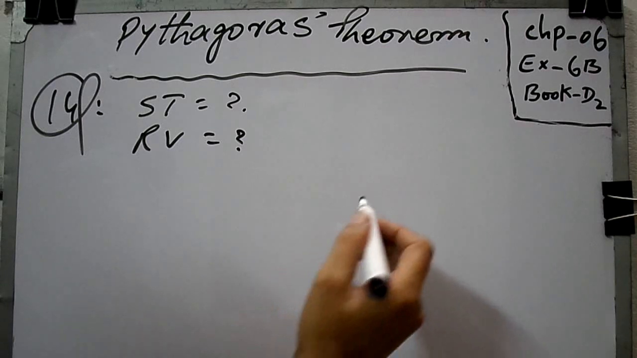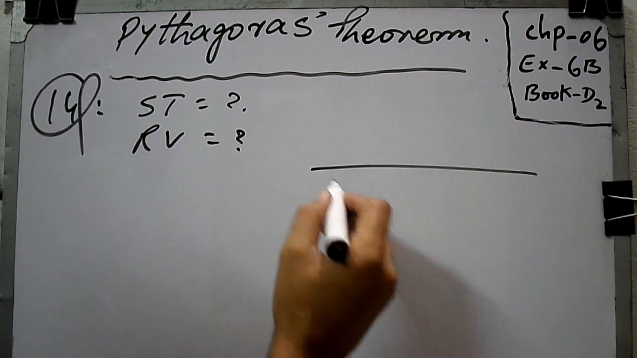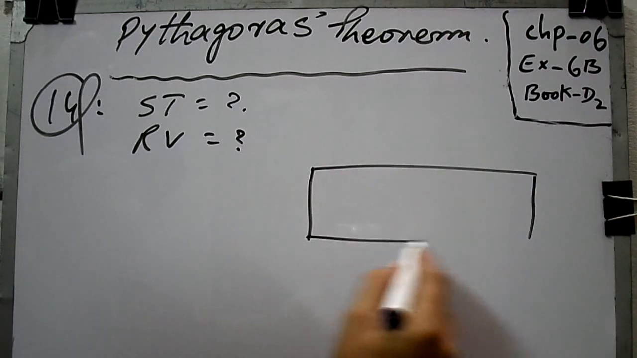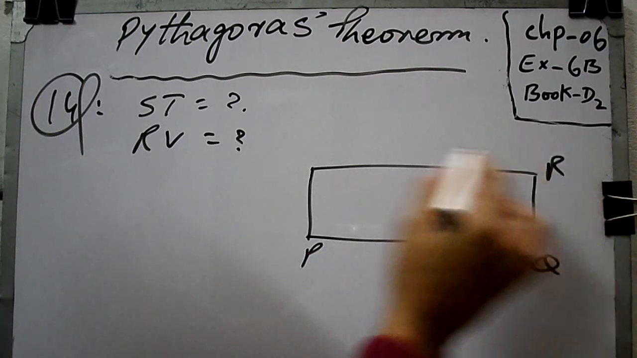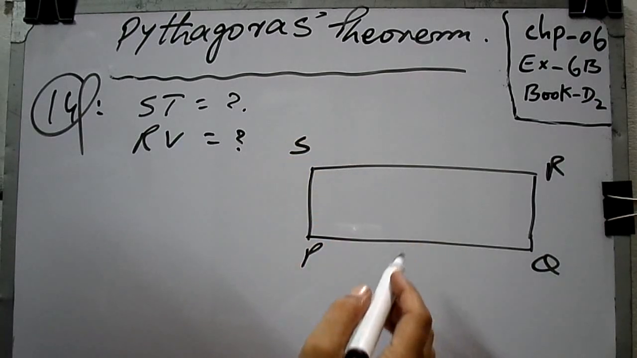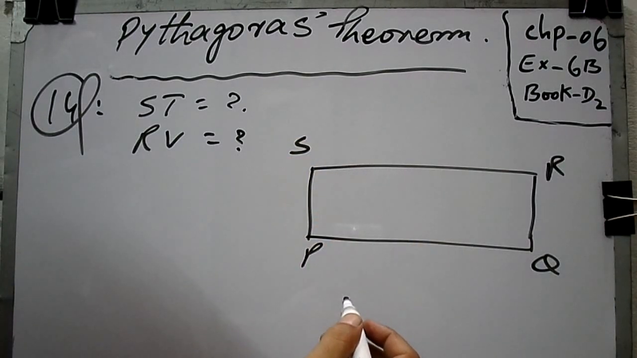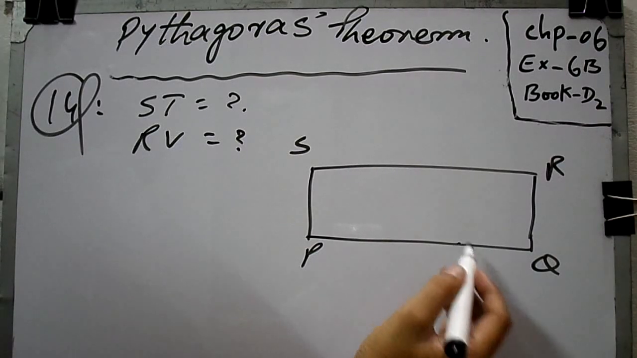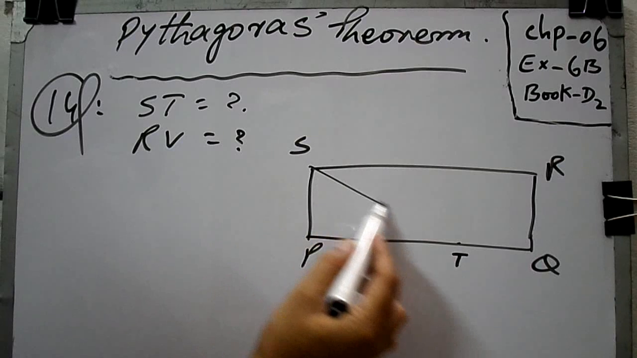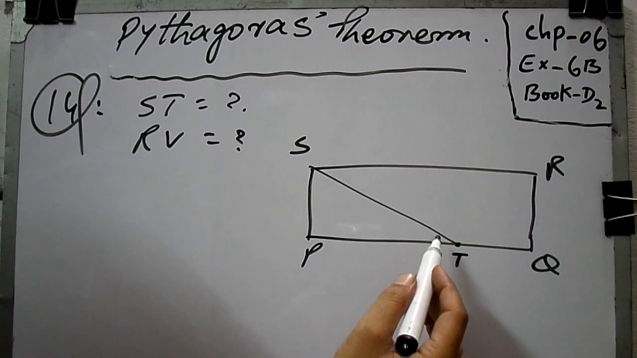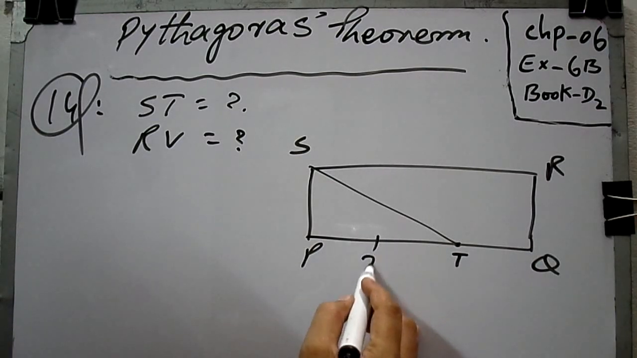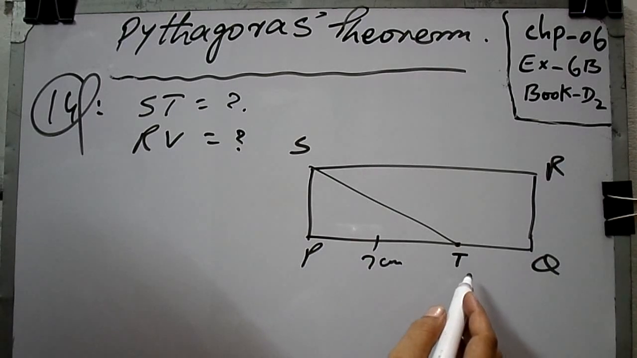But first we have to draw the diagram. That is, you have a rectangular shape. After reading the statement, you can see here PQRS. T is a point on PQ. So from S, T is a point on PQ such that PT is 7 centimeter. PT is 7 centimeter. It is given in your question.